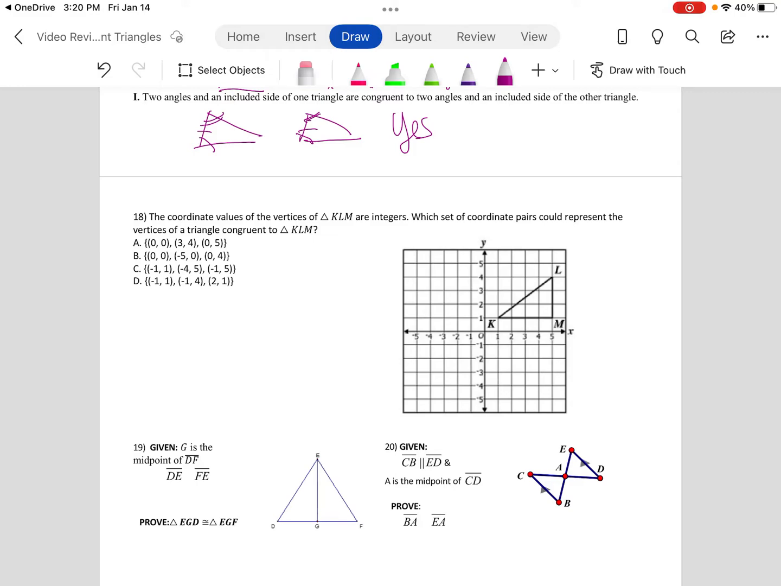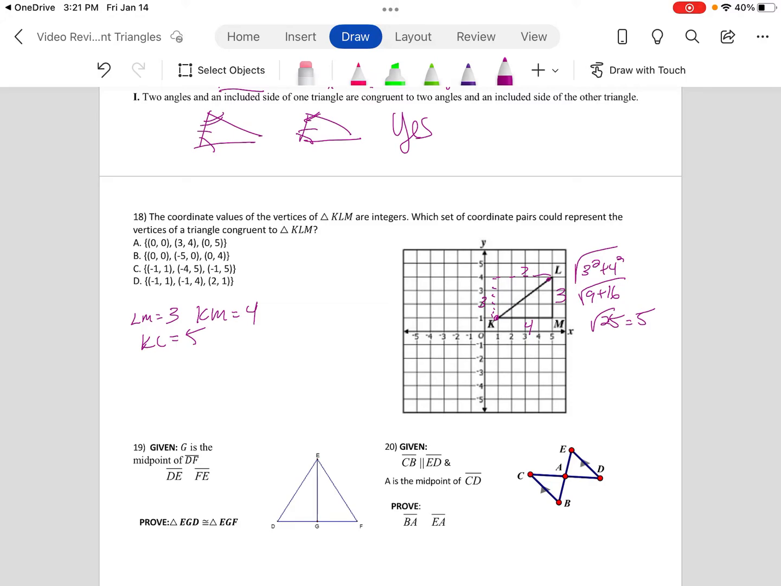Okay, coordinate values of the vertices of K, L, M are integers. What set of coordinate pairs could be the vertices of a triangle? Things that you look for, you know that this side is 3, this side is 4. And from here to here, if you do distance formula, it's going to be the square root of 3 squared plus 4 squared, which is the square root of 9 plus 16, which is the square root of 25, which is equal to 5. So side LM, the distance was 3. Side KM, the distance was 4. Side KL, the distance is 5.